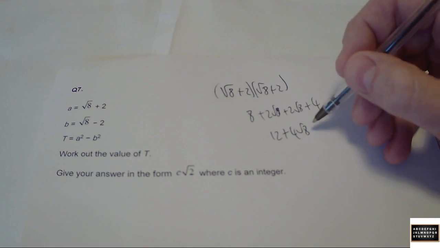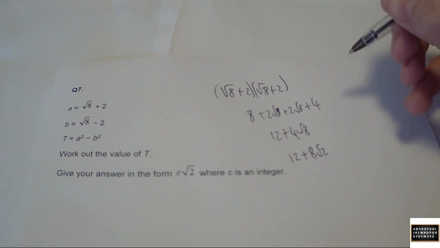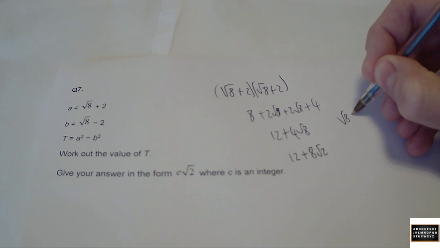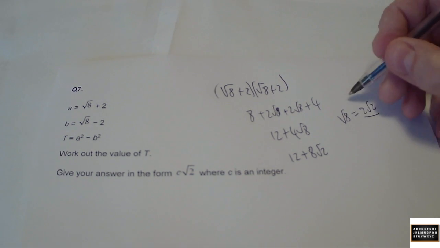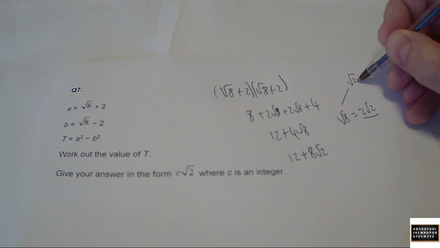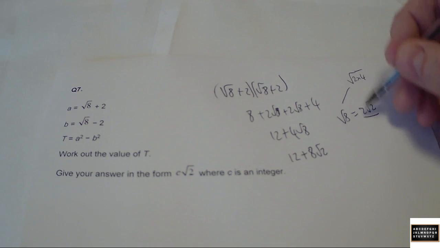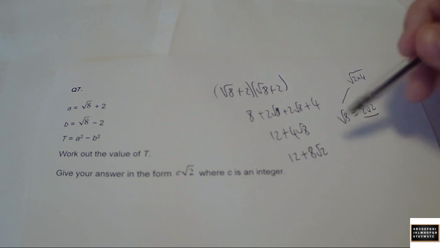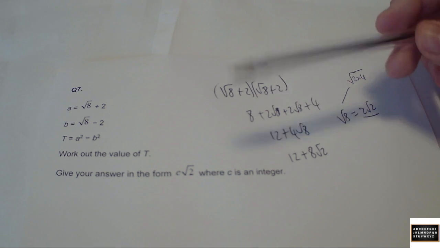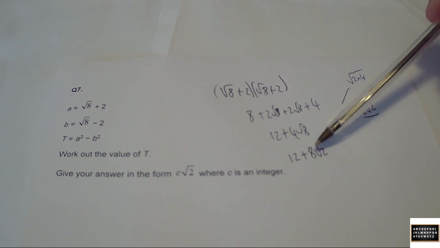Now, I know that root 8 is 2 root 2, so I'm going to rewrite this as 12 plus 8 root 2. Just a reminder, root 8 is 2 root 2. How do I know that? Because root 8 is 2 times 4, and if you square root the 4, you can bring that outside the bracket. So you should remember this, but just in case you don't, that's what it is. So that's going to be the a squared part. So root 8 plus 2, that's the a squared part.